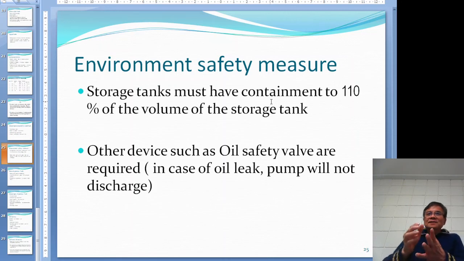The oil safety valve is one piece of equipment that has a diaphragm in there. If there's a leak in the piping, so you cannot create a vacuum, then the safety valve will stop and prevent the oil from pumping out and leaking everywhere. So that is the oil safety valve.